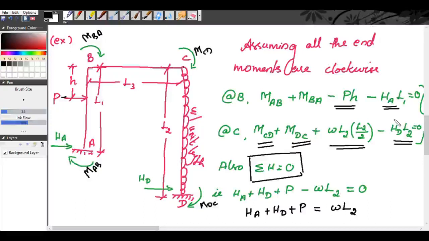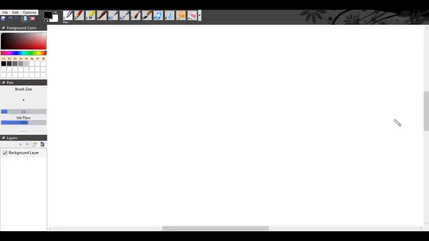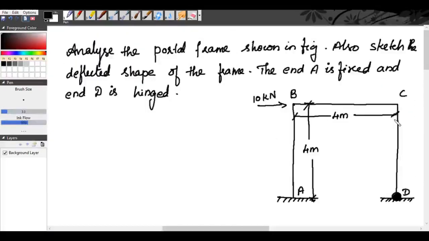Now, we will solve one problem. Our problem is: analyze a portal frame shown in figure. Also, sketch the deflected shape of the frame. The end A is fixed and end D is hinged. Here the length is the same, 4 meter, 4 meter. D is hinged, A is fixed. That means it is not symmetrical, right? So, this means there will be an occurrence of sway. Also, it is given that EI is constant.